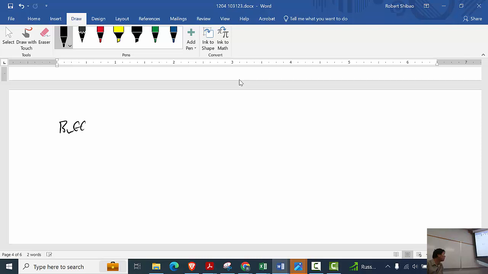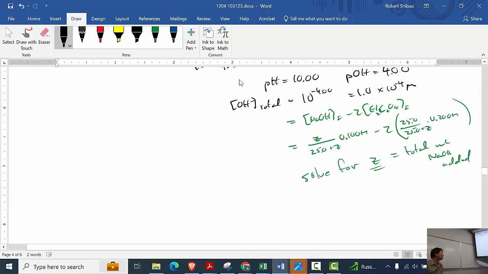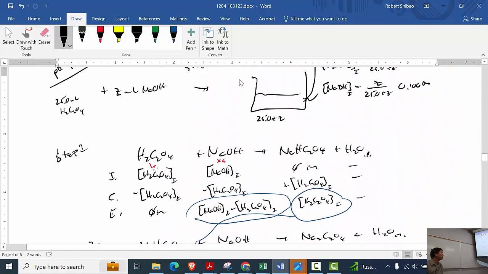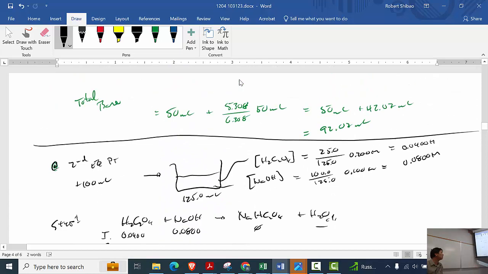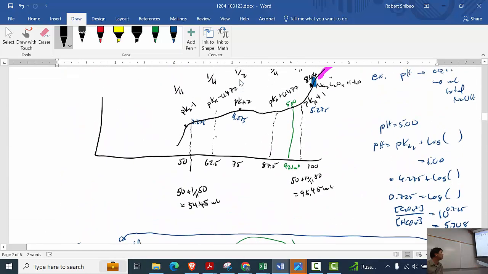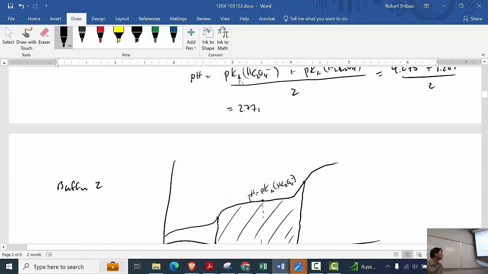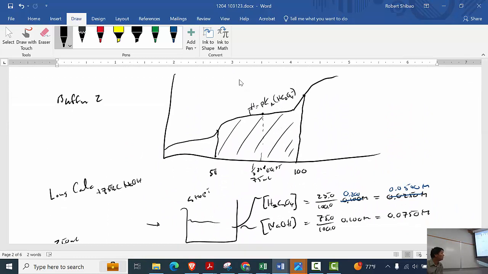Let me talk more about the buffer regions here. When we're in the buffer region, the pH stays relatively flat, even though we're adding strong base. That curve sucks, but over here the pH stays relatively flat, even though we're adding strong base. Well, that's how buffers work. We could do the opposite.